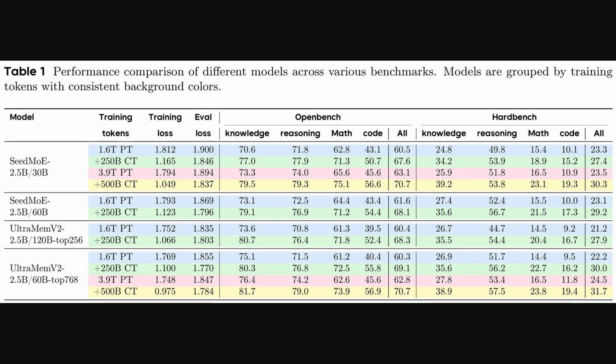So, Table 1 compared models across training stages and benchmarks, and the pattern is clear. Table 1 shows that after continued training, UltraMemV2 with 60B sparse and top 768 matches or surpasses 8 expert mixture of experts on open bench and hard bench, which supports the claim about activation density. The rows also indicate that the 120B sparse top 256 variant lags slightly, so denser activation helps despite higher latency. The training loss and eval loss columns confirm steady gains with longer training.